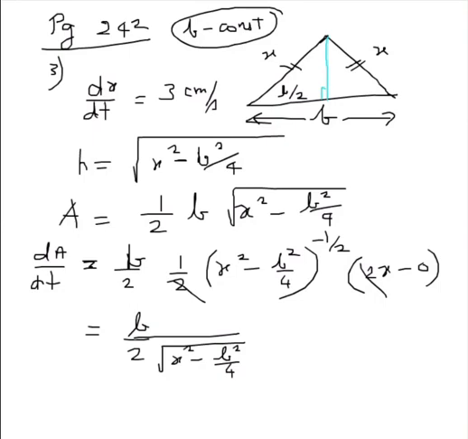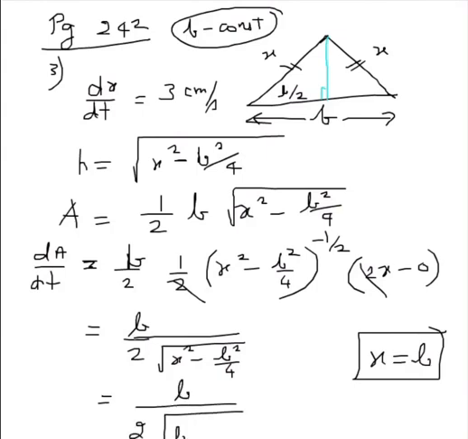Now we have to find how fast the area is decreasing when the two equal sides are equal to the base. That is, equal side is equal to the base, which means x is equal to b. It is not 2x is equal to b. Don't make that mistake. Equal sides means x, which we have taken. So x is equal to b is given. We are substituting now.